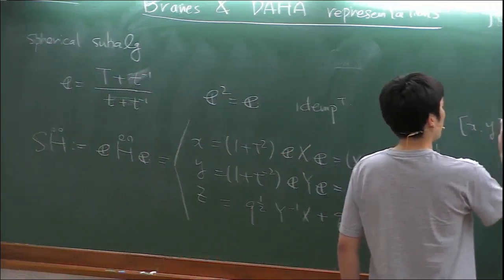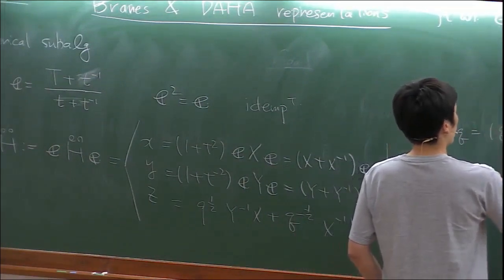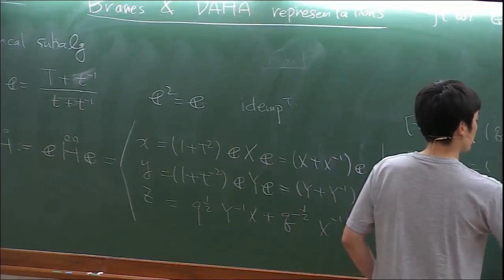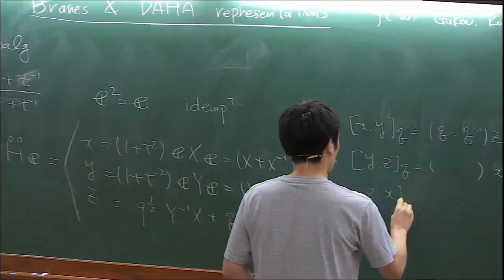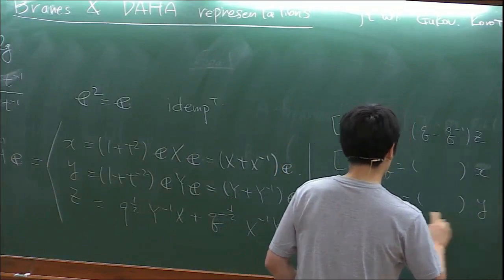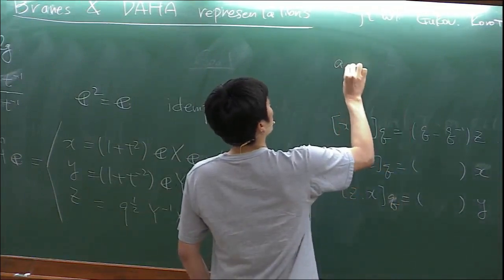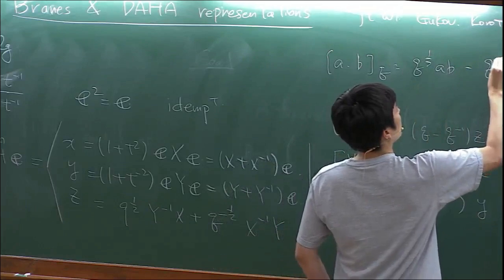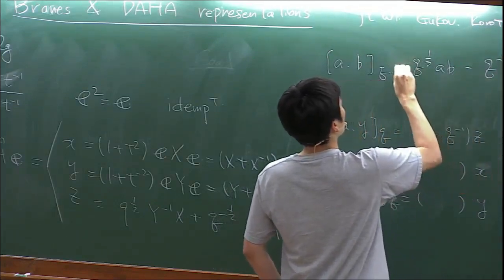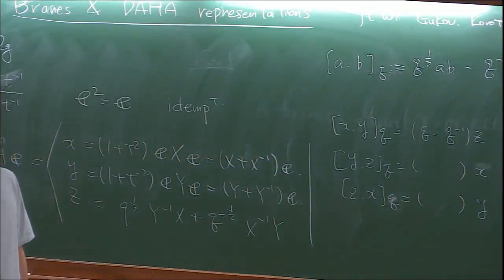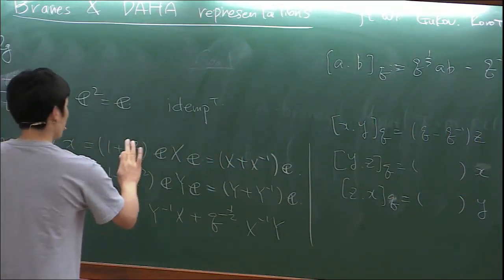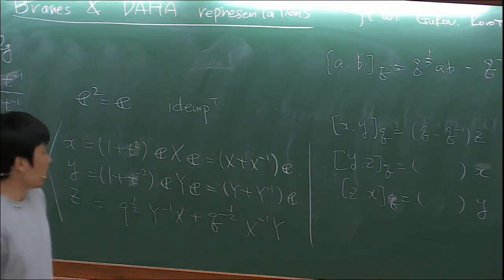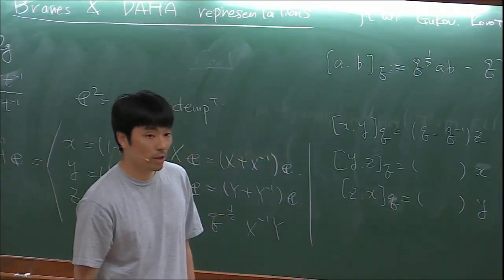The q-commutator of X and Y is equal to (q minus q inverse) Z, and similarly for the cyclic permutations. Let's write everything. Here the q-commutator is defined as follows: q^{1/2} AB minus q^{-1/2} BA. It's pretty standard. The little t is a prefactor. Those are the standard q-commutators satisfying this condition.